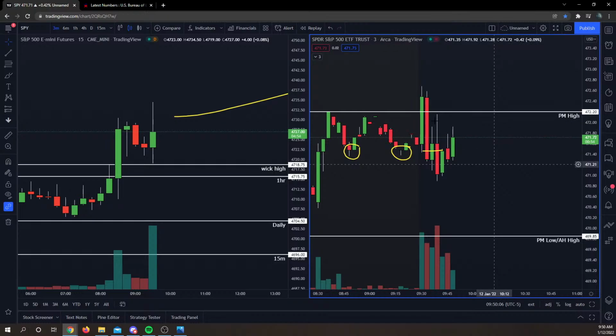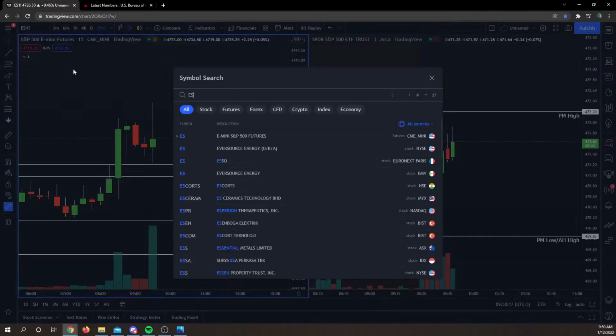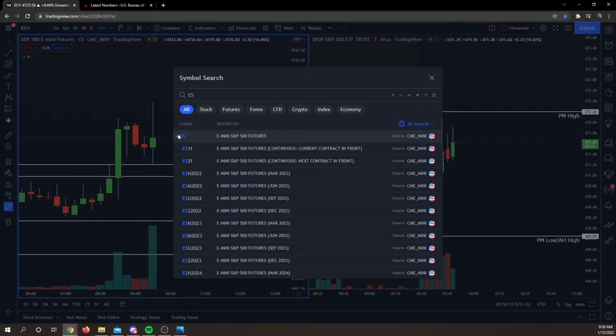Anyone know the ticker for E-mini futures on TOS? Yeah, it's just going to be ES exclamation point. So if you type in ES, it's going to bring up all the E-mini futures. ES1 exclamation point.